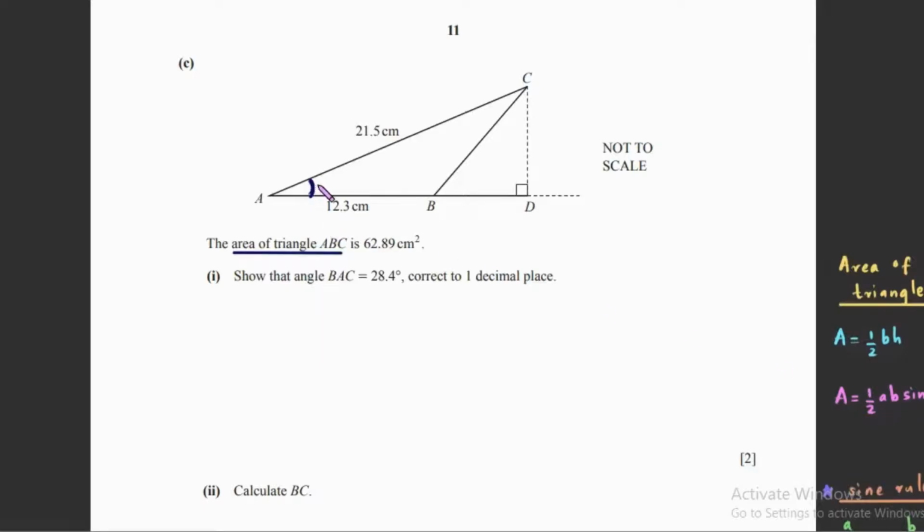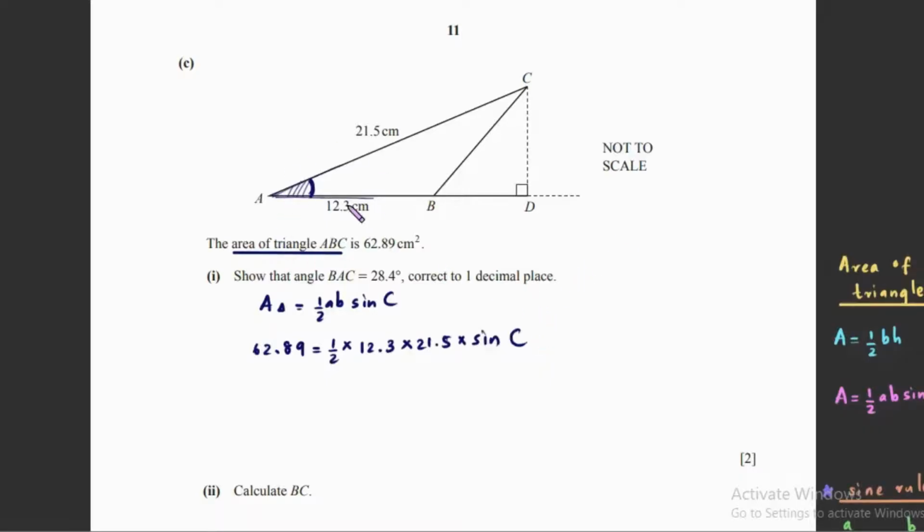But this is something to do with the angle that we are supposed to calculate, which means we are going to make use of this half times AB sine C to calculate the area of the triangle. That is the formula that we would be using. The area of the triangle is already known to us, which is 62.89. This is equal to half times A times B. So A and B will be the sides that are connected to this included angle, which is this 12.3 and 21.5. So I can write it as half times 12.3 times 21.5 times the sine of the angle, so sine C.